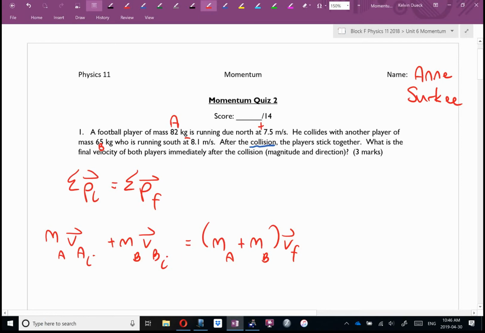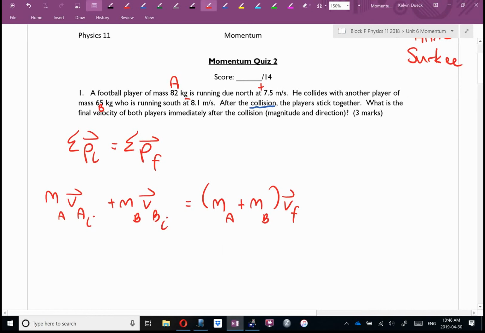What am I trying to find? Looks like the final velocity of both players immediately after the collision. Why did I say immediately? Well, I know on grass you come to a stop really quick. So technically, if you ask me what's the final velocity after a tackle, well, eventually it's going to be 0. But I want right after the collision, immediately.